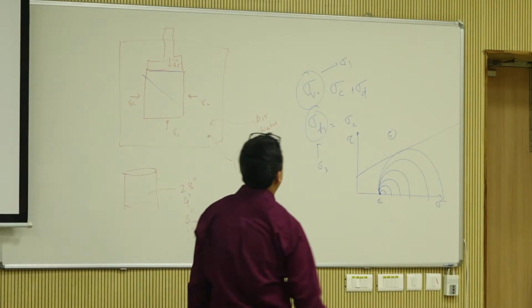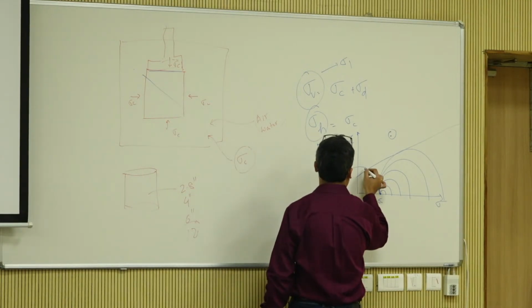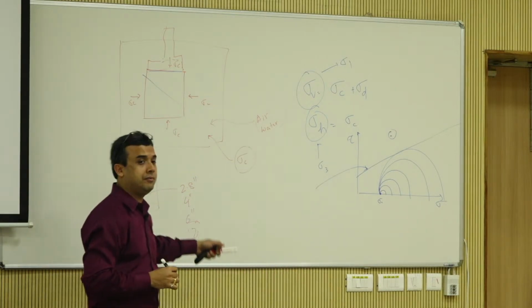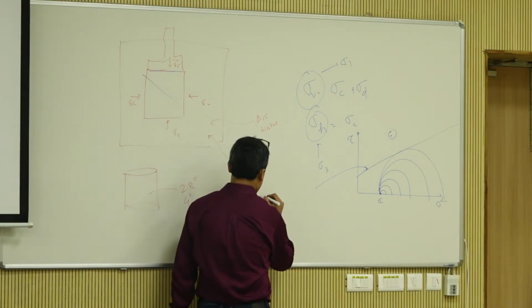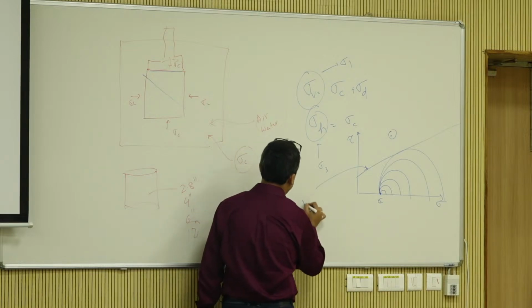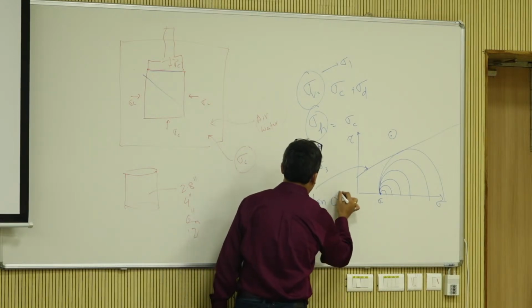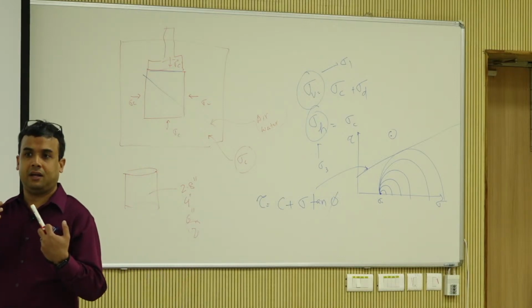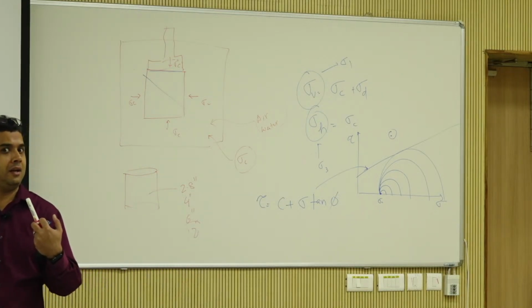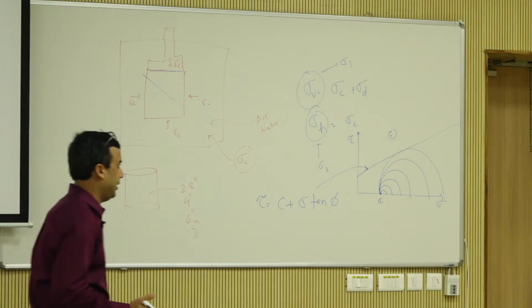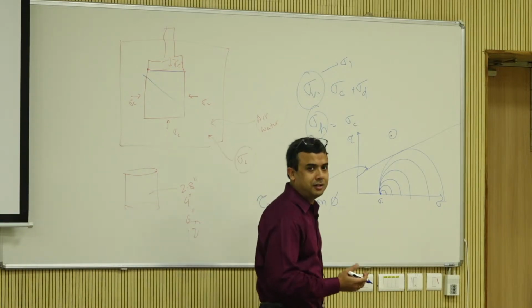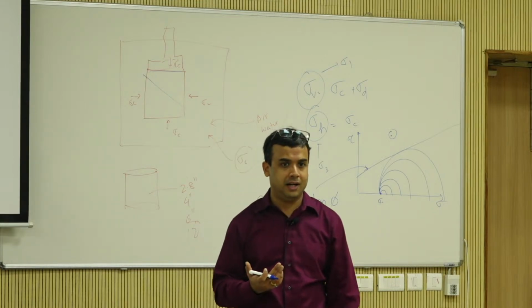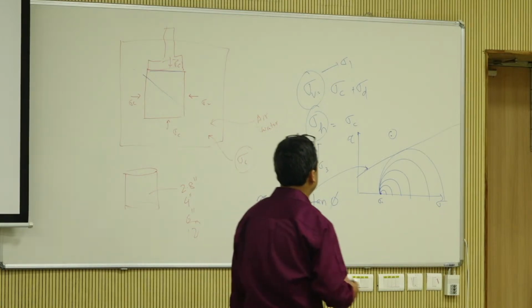What is the most common one that we use? What kind of failure envelope is this? Mohr Coulomb, right? tau equals C plus sigma tangent of phi, right? C is the cohesion. I like to call it apparent cohesion because not all materials have cohesion, right? That's the reason there is a linear envelope.